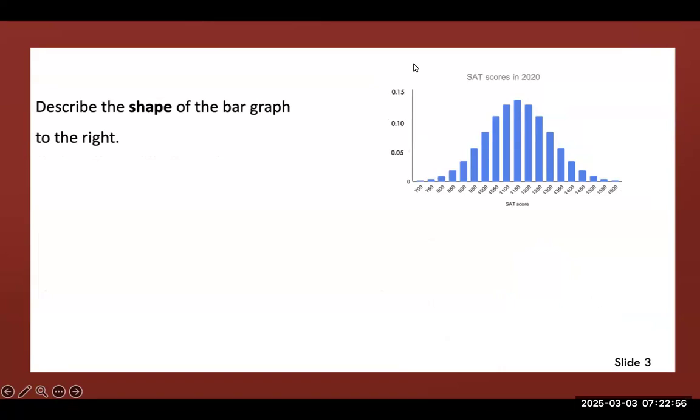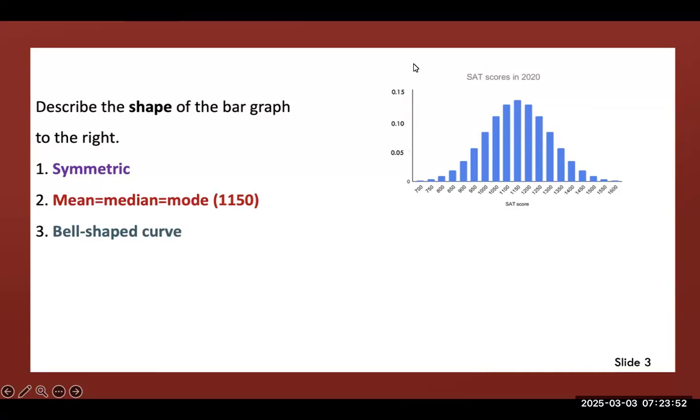Let's talk about the shape of the bar graph to the right. First, the graph on the right is a probability distribution. That means each score, the height of the bar means the probability of getting that score. And if we add all the probabilities together, they're going to sum to 1. This is a symmetric graph. With a symmetric graph, the mean and the median and the mode are equal. If it wasn't perfectly symmetric, they would be really close to each other. But this graph looks perfectly symmetric.